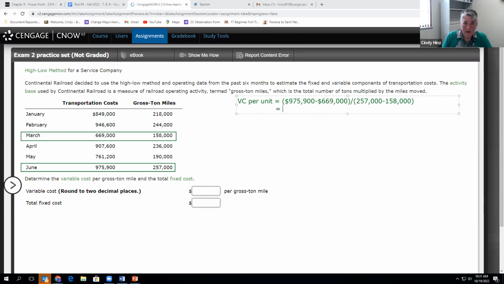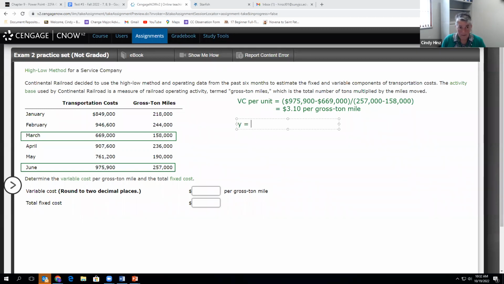So if you're plugging this into your calculator, make sure you use the grouping symbol so that you're dividing that numerator by the whole denominator. And what I got was $3.10 per gross ton mile. And that's going to be our variable cost. We can then plug this into the formula.